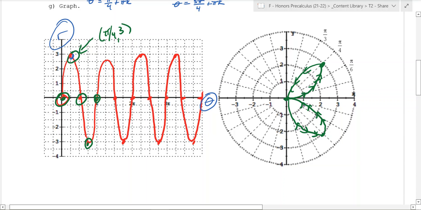Then it's back here at pi, and then at 5 pi over 4, it's going to be 3. So what's that going to do? It's going to be out here.